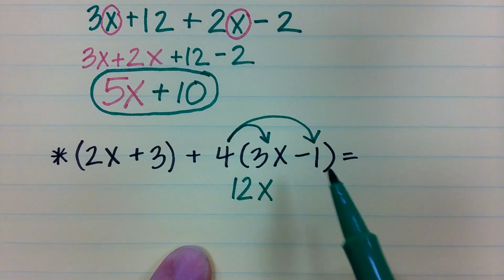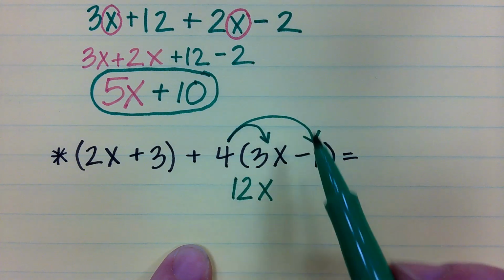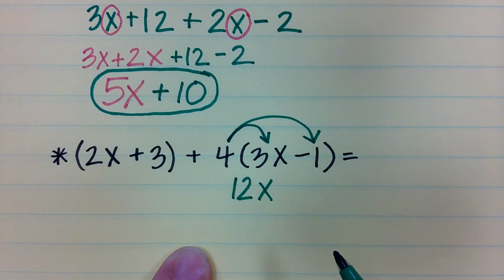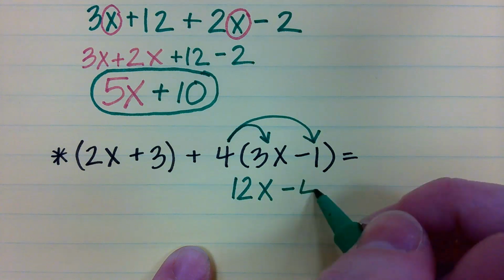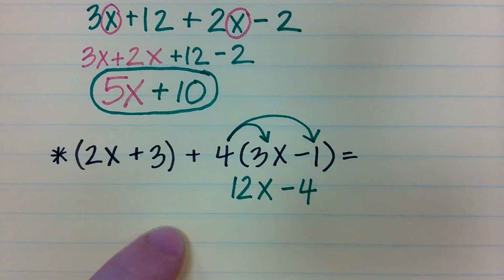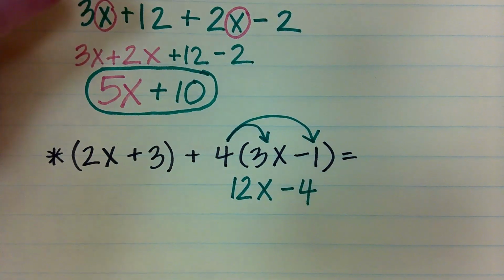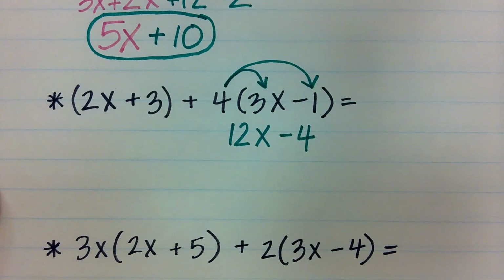No. You caught yourself. Good job. 4 times negative 1 is? Negative 4. Good. Very good. Are we done? No. Not yet.